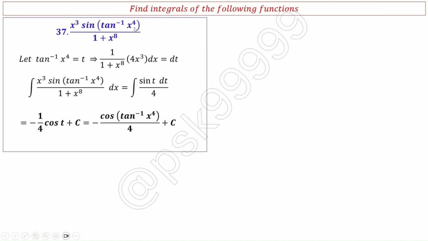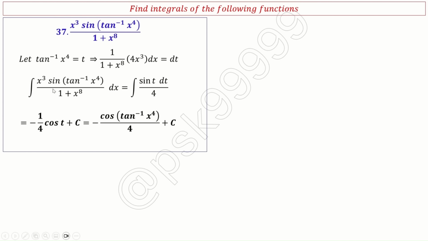X cube into sine of tan inverse of x to the power of 4 divided by 1 plus x to the power of 8. So the expression looks very complicated, but it is easy. Okay, you just keep trying. You can take x power 4 as t and then try. You take tan inverse of x power 4 as t, then this is nothing but 1 by 1 plus x to the power of 8 into 4x cube dx is dt. So only thing extra here is 4, correct?